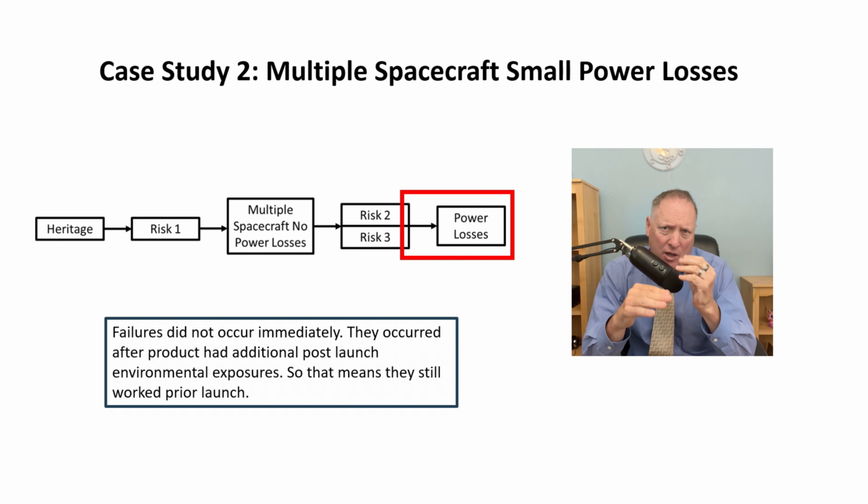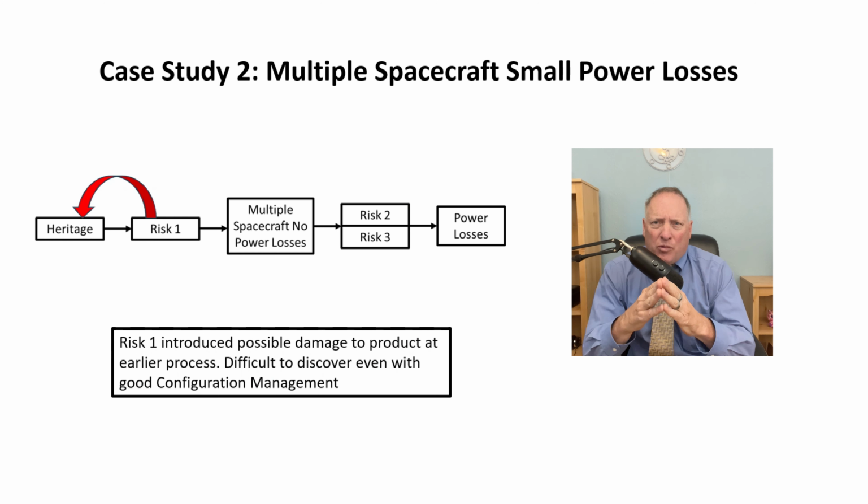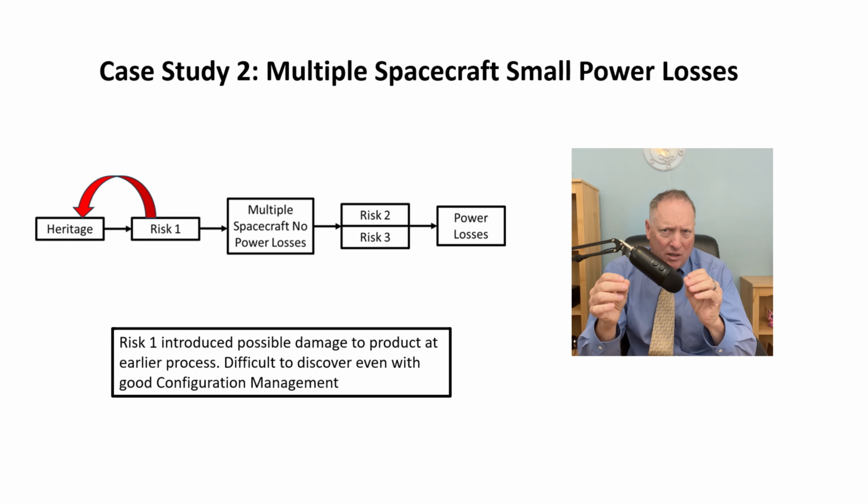Observation 3. Risk 1 compromised the product of an earlier process. So even if you had a controlled process, even with tracked data on the Heritage product, risk 1 at a later time would have impacted that earlier product or data.